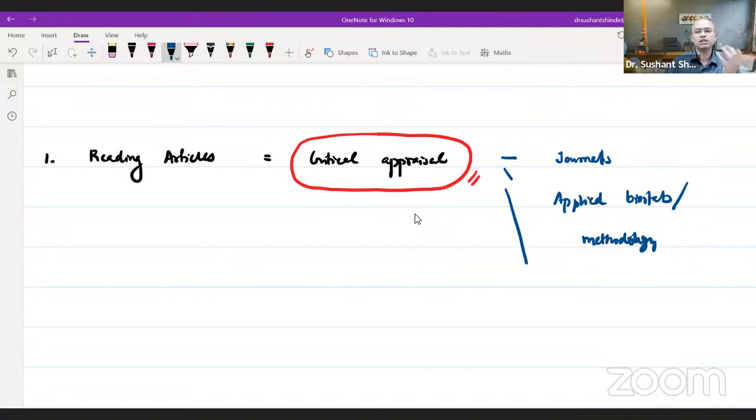How are we going to read articles? Well, we'll select journals, we'll see their applied biostats and applied methodology, and of course we'll use a good literature search, which we said earlier, right? So the first step is going to be reading articles. We are going to finish our workshop on this note.